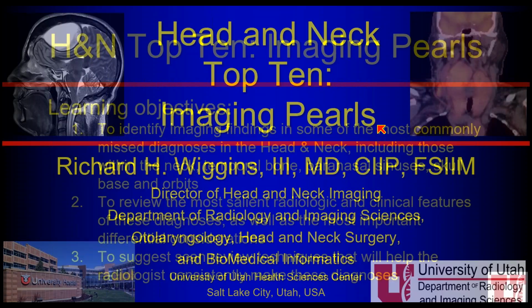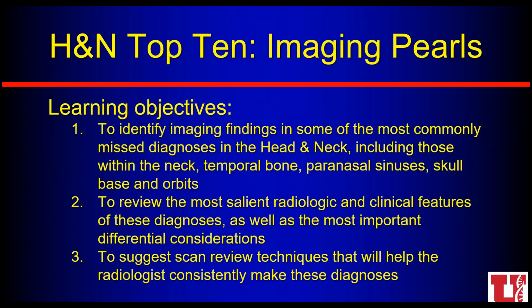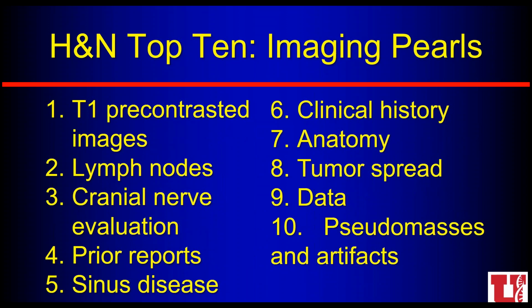I'm going to be talking today about some misdiagnoses, but also different ways to think about how we image the head and neck. I've randomly grouped these different areas into 10 imaging pearls. I'm going to start off with the importance of T1 pre-contrasted images, and we'll talk about lymph nodes, cranial nerves, prior reports, sinus disease, history, anatomy, tumor spread data. These aren't in any necessary order of importance, but they're ideas I've had over the past couple of decades of my career that I think are important when thinking about head and neck imaging studies.